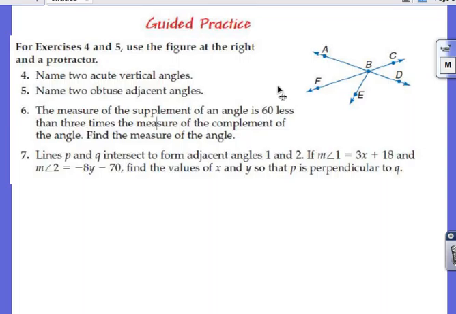And like I said before, if the 2 lines make an X, chances are you got vertical angles, and we do. We got 2 here, which are acute, which is what they want. And then these 2 here, these 2 big obtuse angles, forget about this dividing ray, but these 2 obtuse angles are also vertical because they're opposite from each other. They share the same vertex B and the rays go in opposite direction. Alright, so let's name the first one. Name 2 acute vertical angles.